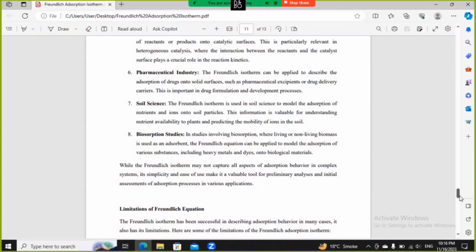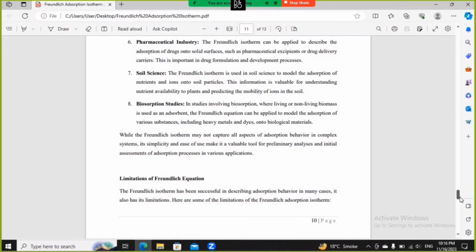In soil science, the Freundlich adsorption isotherm is used to model the adsorption of nutrients and ions onto soil particles. This information is valuable for understanding nutrient availability to plants and predicting the mobility of ions in the soil. The last one is bioabsorption studies. In studies involving bioabsorption, where living or non-living biomass is used as an adsorbent, the Freundlich equation can be applied to model the adsorption of various substances, including heavy metals and dyes, onto biological materials.